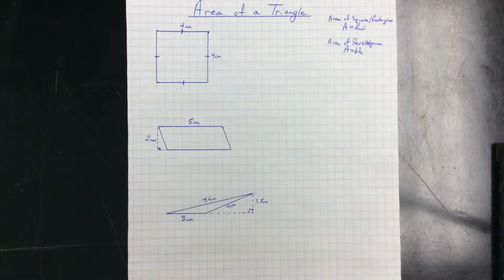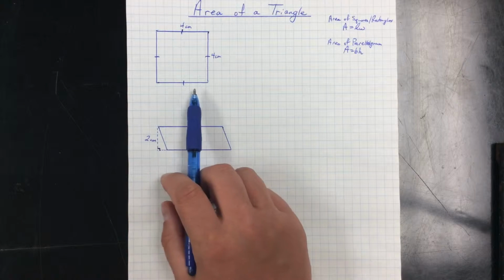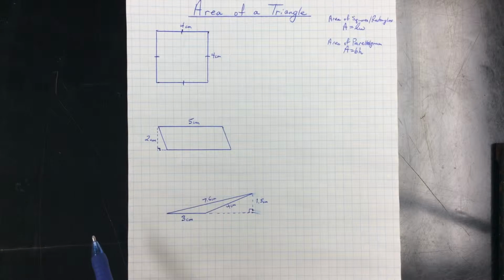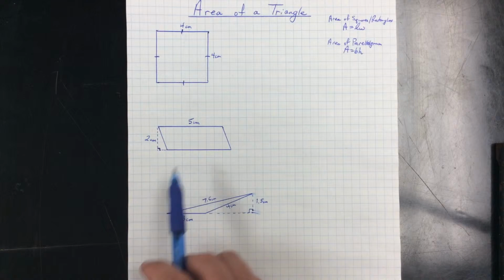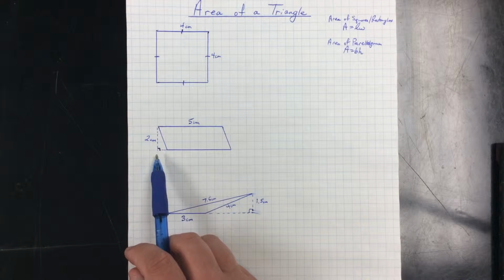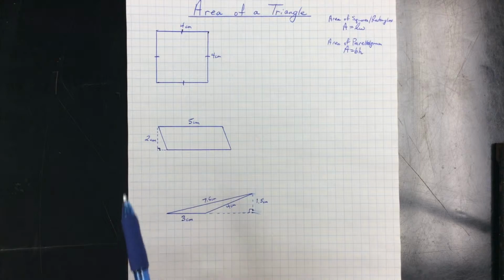Today we're going to talk about area of a triangle. In previous lessons we've looked at areas of rectangles and squares and found out the length times the width gives us the area. We've looked at parallelograms and found out that the base times the height gives us the area of a parallelogram. For triangles we're going to do something similar.